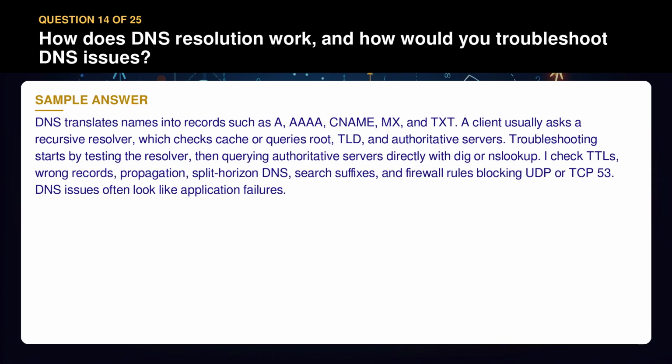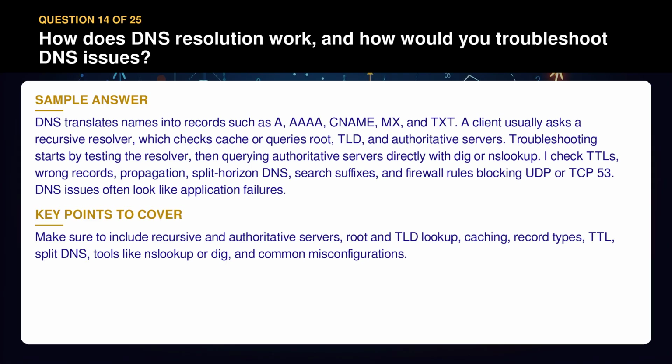DNS issues often look like application failures. Make sure to include recursive and authoritative servers, root and TLD lookup, caching, record types, TTL, split DNS, tools like nslookup or dig, and common misconfigurations.